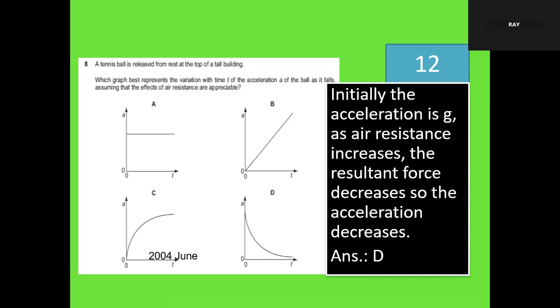Initially, acceleration is g. As air resistance increases with velocity, the acceleration decreases from g to almost zero. Okay?